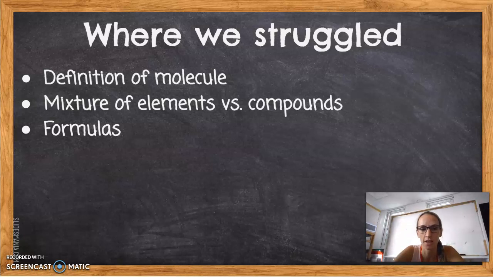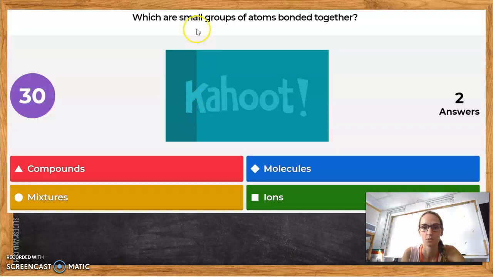The next two I thought were the quite tricky ones, so I'm not surprised they're the ones that most students got wrong. And that is when you have a mixture, classifying what's in the mixture, so it's sort of like a double layer question, and formulas, because we haven't really covered formulas, so I'm going to go through that with you now. All right, small groups of atoms bonded together, there's your molecule one.